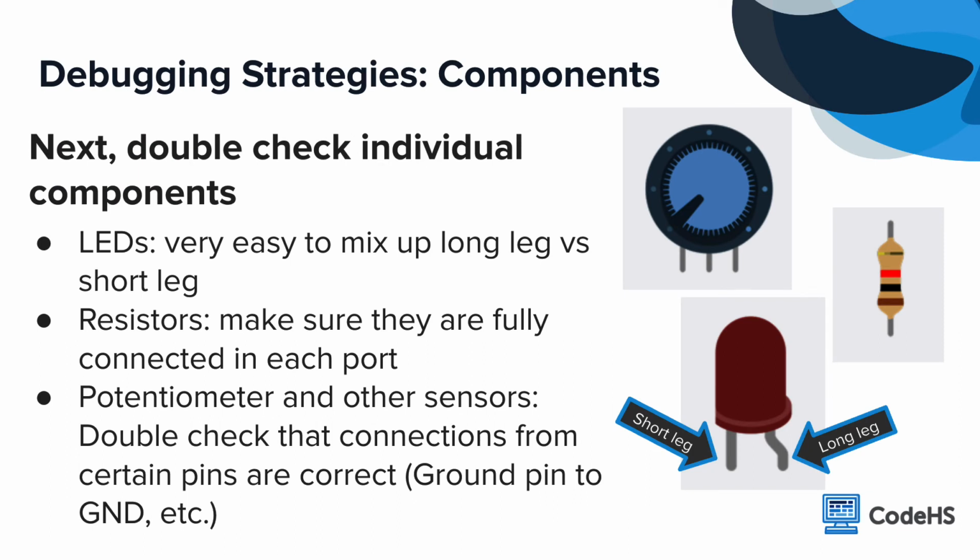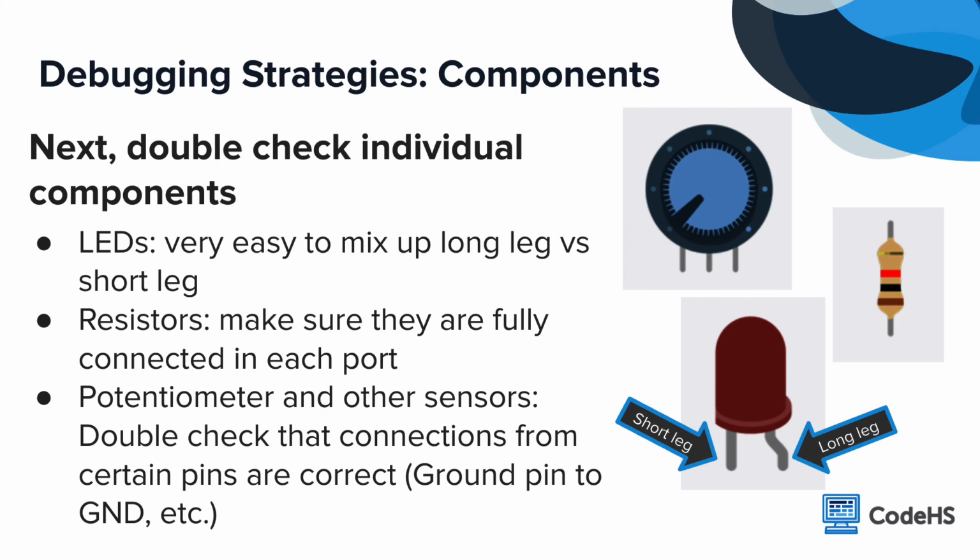Next, students should keep the individual components in mind. Here are some helpful tips. LEDs only work in one direction, and it is very easy to mix up the placement of the long and short legs. A quick fix to test is to pull the LED out and switch the placement of the legs to see if that fixes the issue.